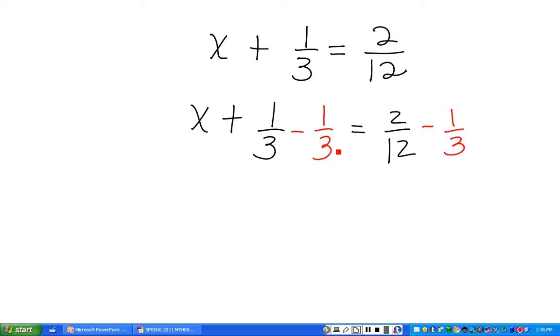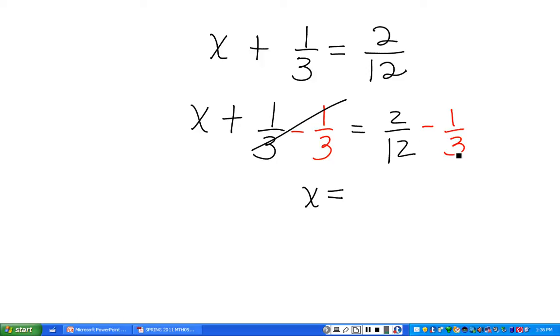Notice here in red, this is what I'm using to get rid of the 1/3 on the left side. As long as I do the same thing on both sides, we are using correct math. So 1/3 minus 1/3 is 0. That's what we want. X equals 2/12 minus 1/3.